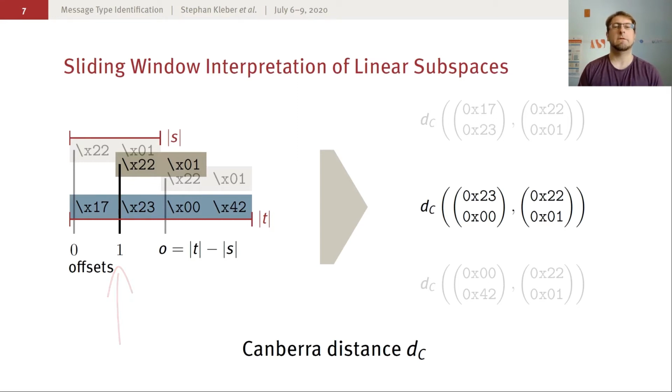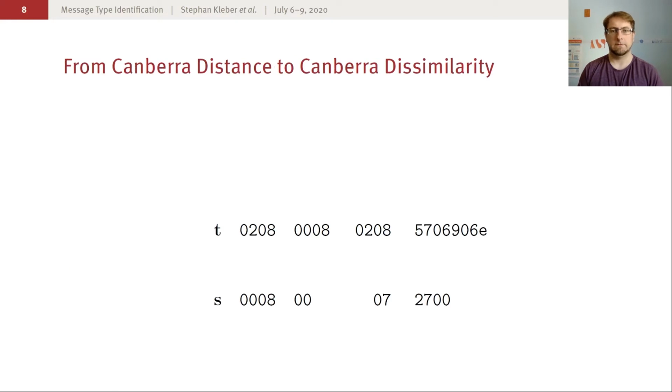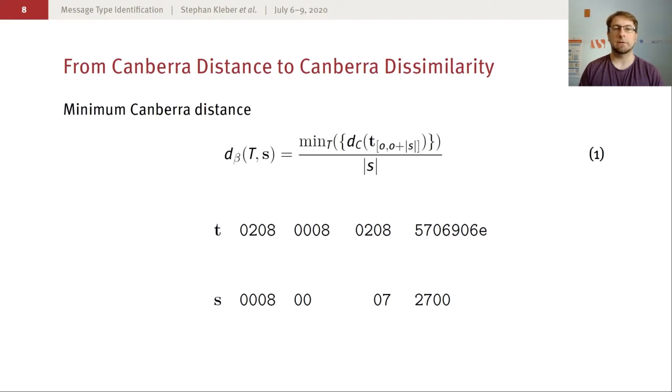To define this more formally, let's have a look at 4 different examples for the shorter segments S and the longer segments T. We calculate the minimum Canberra distance to determine which of the overlays of the shorter segment over the longer one shows the most similar subpart of the longer segment.